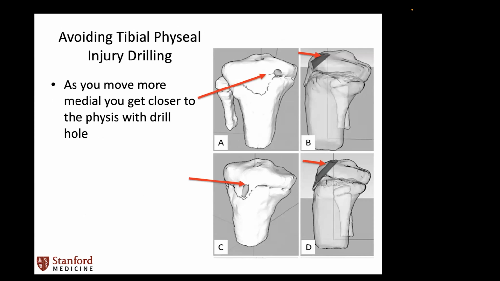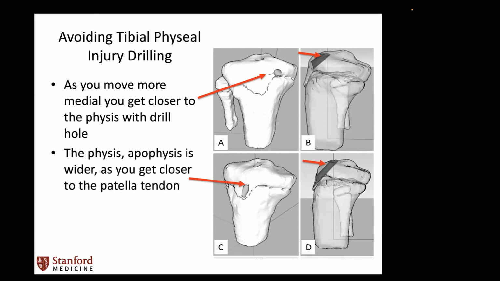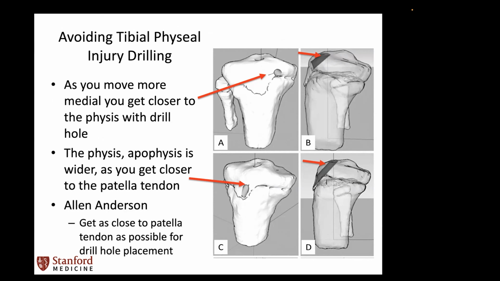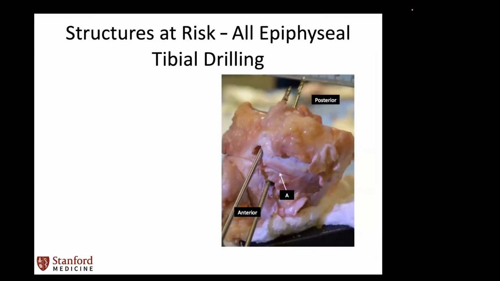We did a lot of work with Allen Anderson, who developed this procedure, and he would talk about how you wanted to be as close to the patellar tendon as possible. You see in this model that as you get more medial, your apophysis, epiphyseal height gets smaller, and it's much easier to hit the physis and cause a growth plate arrest. And so you have more space as you get more medial. So Allen Anderson said, get as medial as possible, get as close to the patellar tendon as possible, because you've got more real estate and a greater space between coming out superiorly and blowing out, or coming out inferiorly and damaging the physis and causing a recurvatum deformity.